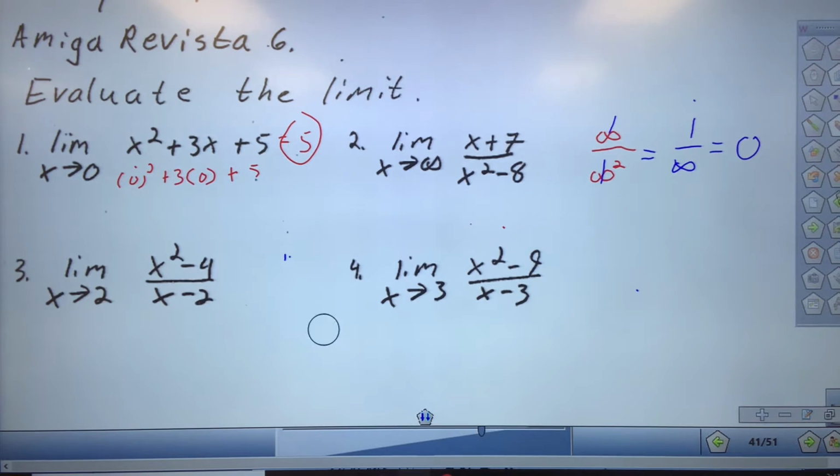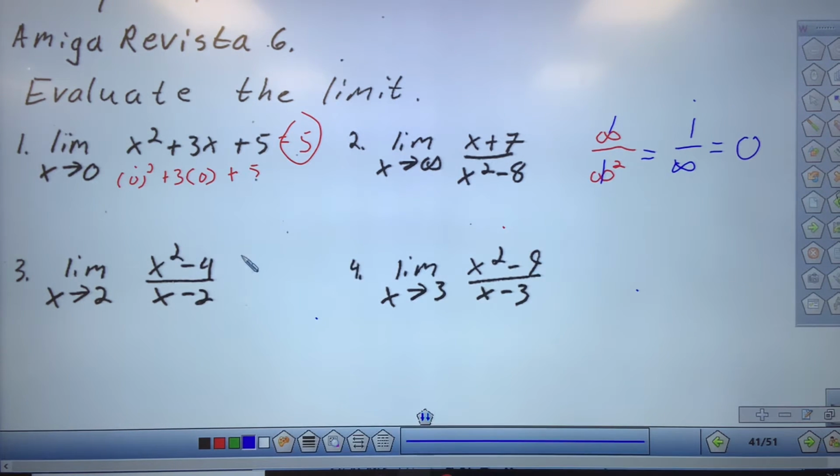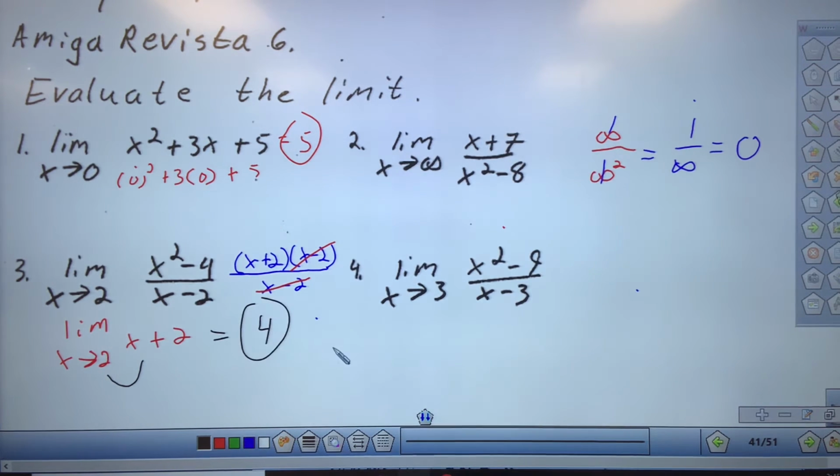So what we're going to do is we're going to factor the top. So if you factor the top, that'll give you x plus 2 times x minus 2, all over x minus 2. Notice, these will simplify. And that gives you the limit, as x approaches 2, of x plus 2. Now when you plug that 2 in, you get 2 plus 2, and that's going to give you 4.